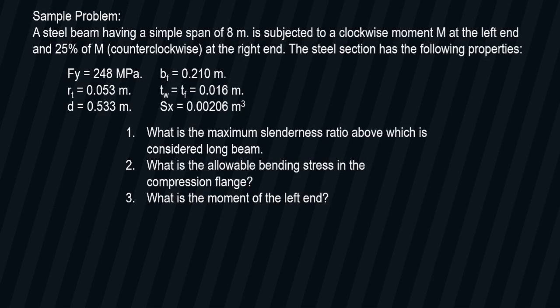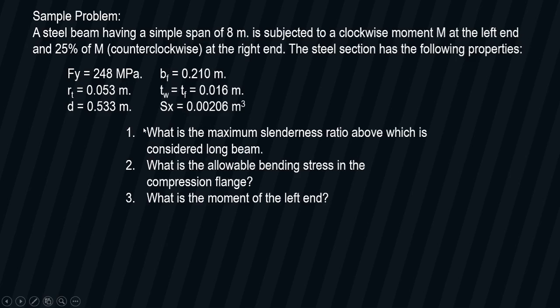We have here a steel beam having a simple span of 8 meters, subjected to a clockwise moment M at the left end and 25% of M counterclockwise at the right end. The steel section has the following properties. We have here the Fy 248 and RT is also given, 0.053 meters, and also the dimension of the section and also the section modulus is given.